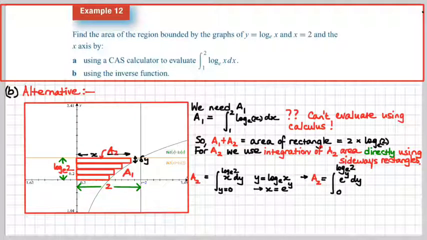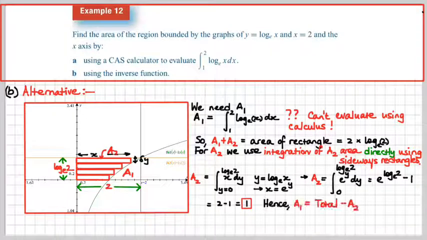So therefore A2 is the integral of e to the y with respect to y from 0 to log 2, and there it is. It's the same thing as we got on the previous screen. So it's just going to be 2 minus 1, which is 1. Easier, isn't it? Much easier. So therefore A1 is the total rectangular area minus A2, which is the same as we got before, which is 2 log 2 minus 1. And we're done. And we had fun, didn't we?